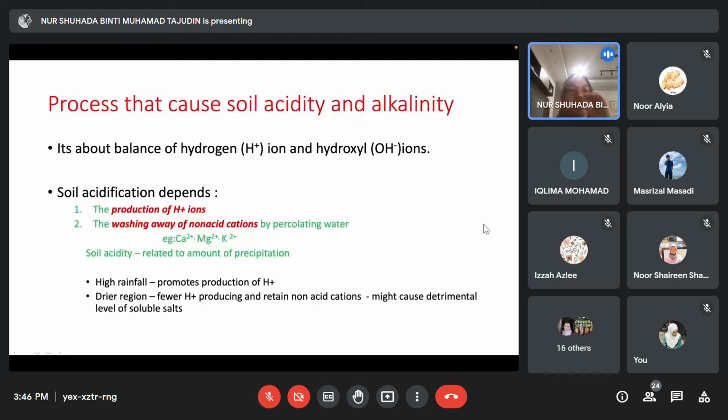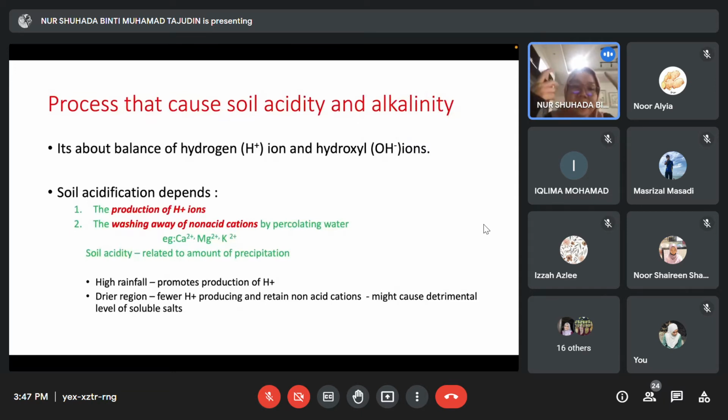Okay, so when a soil is said to be acidic, what is the process? The process that I showed you just now is when the roots take up nutrients, they release H plus kan dekat dalam soil. Okay, so that is one thing. Meaning that when you plant crops, the crops' process of uptaking the nutrients will release the H plus ions. Okay, so back to the theory.